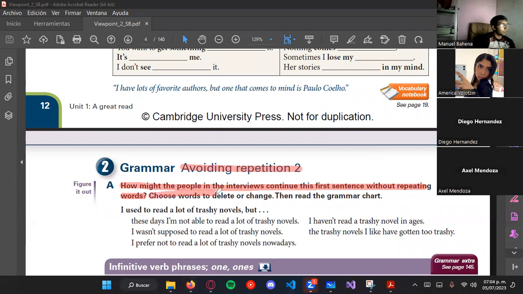It says, choose words to delete or change. What am I saying there, Axel? Exactly. Then read the grammar chart. Yes, the chart or the grammar chart. Thank you very much, Axel.